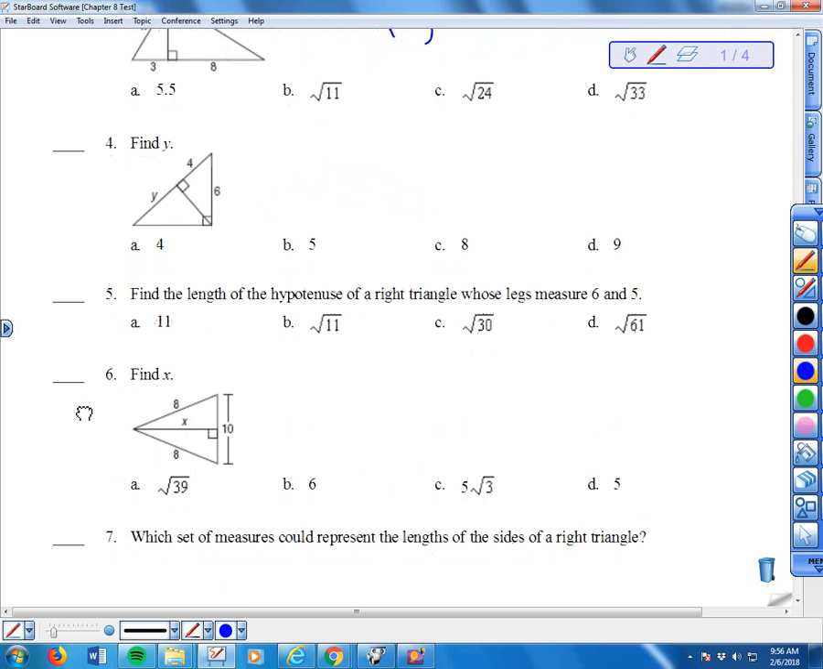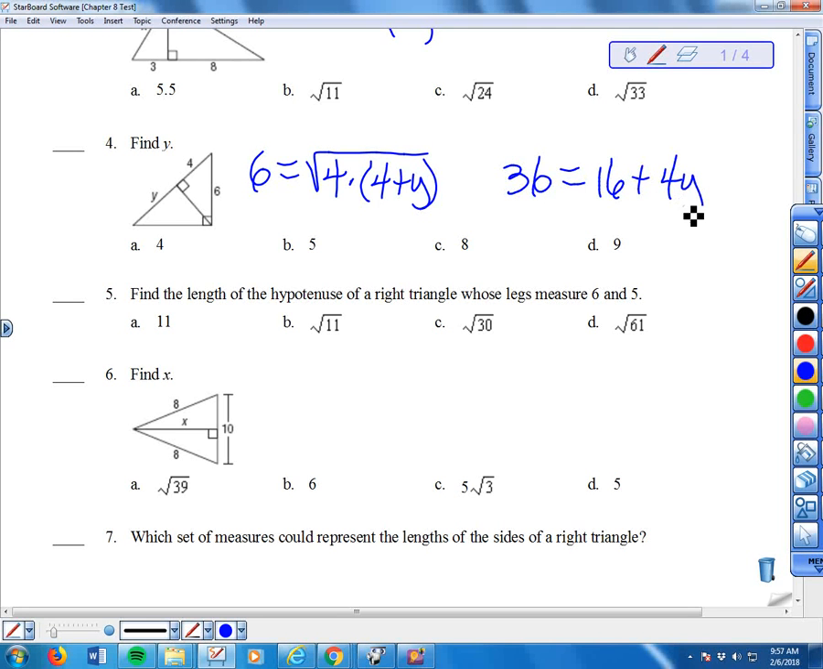Find y. Well, we have a leg again. So 6 is the geometric mean between the side of the hypotenuse closest times the whole length. When I square both sides, 36 equals 16 plus 4y. So 20 equals 4y, y equals 5.